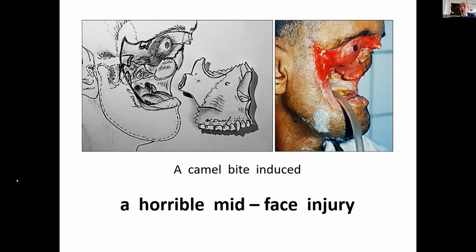Before he came to our hospital. On arrival, the patient, I don't know how to proceed.